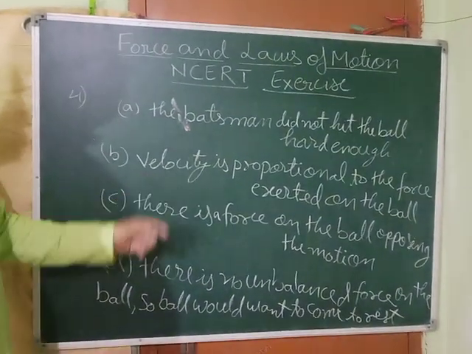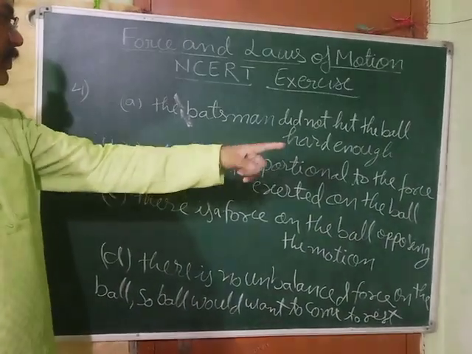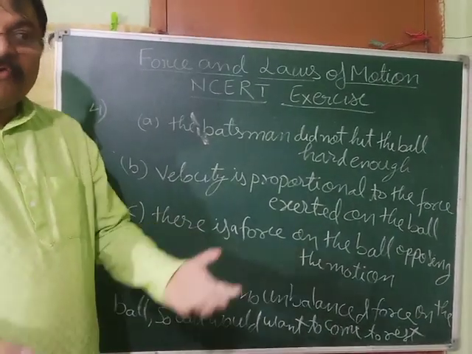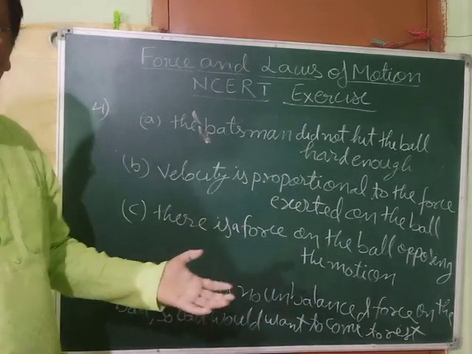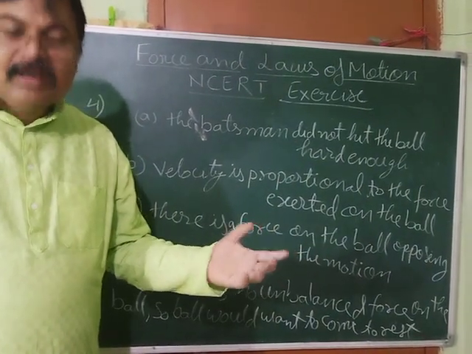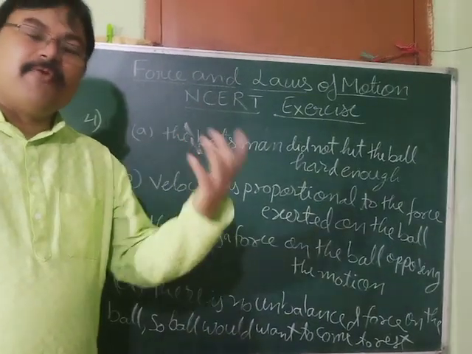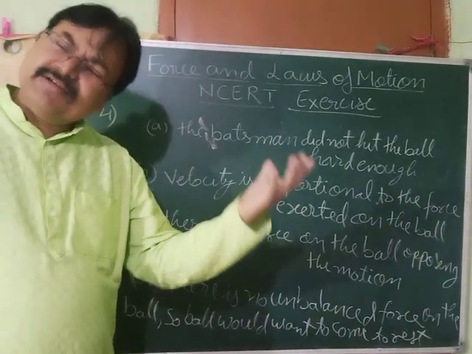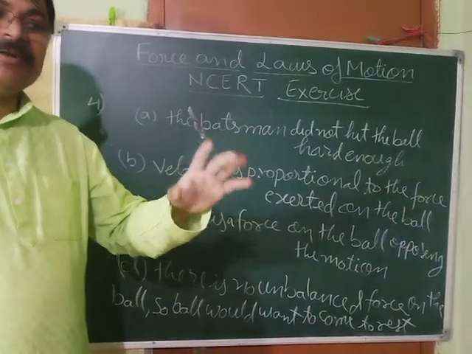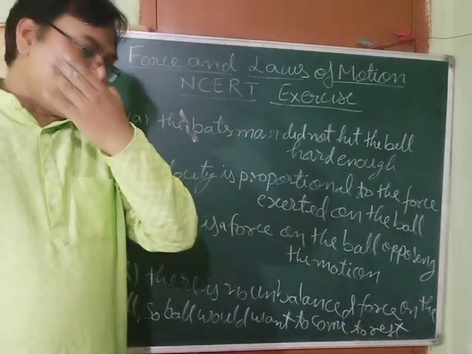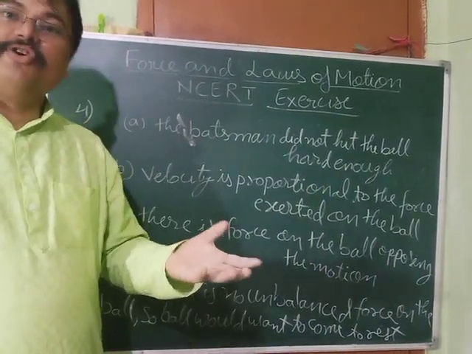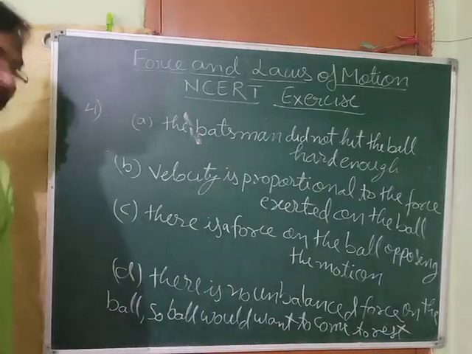Now this one: the velocity is proportional to the force exerted on the ball. That means if more force is applied, then it will move with more velocity, and then it will not stop. It will never stop. Is it like that? Obviously, if you apply more force and it has more velocity, then also it will stop, no? Have you seen any batsman hitting a ball with lots of force, and it never stops? It also stops. That means this is also not appropriate.